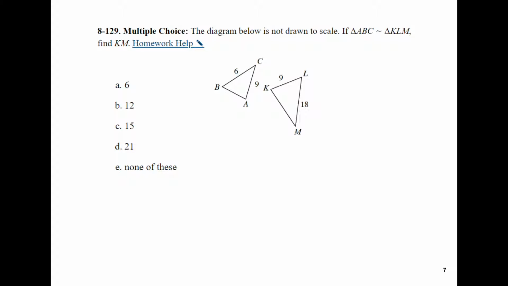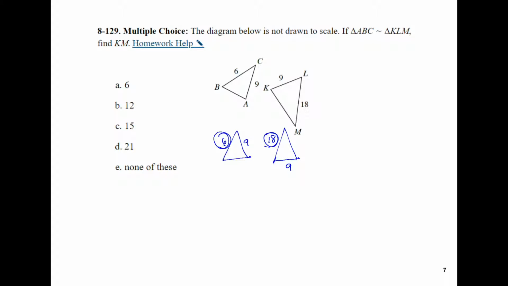8-129 is a multiple choice problem. The diagram below is not drawn to scale. If triangle ABC is similar to triangle KLM, find line segment KM. So it is not drawn to scale, but I can put my triangles, set them up a little nicer so I can see that 18 and 6 look to be a similar side.